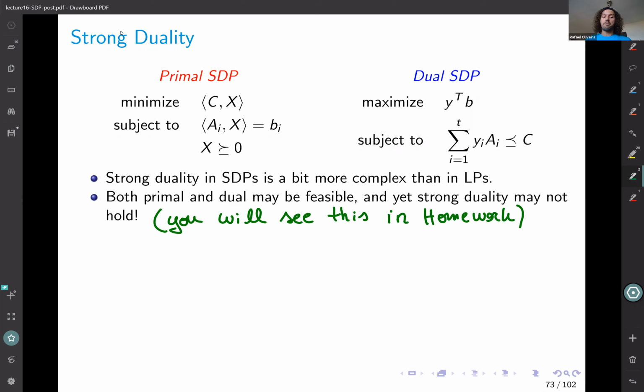And remember, if primal and dual were feasible in linear programming, we knew that we had strong duality, right? That the value of the primal is equal to the value of the dual. We knew that. Now, for semi-definite programming, this is not enough. If both primal and dual are feasible, there are cases where strong duality does not hold, okay? And you will see this in your homework, okay?